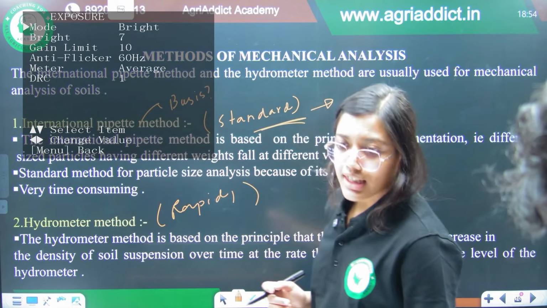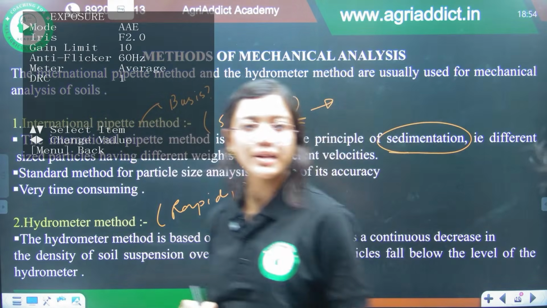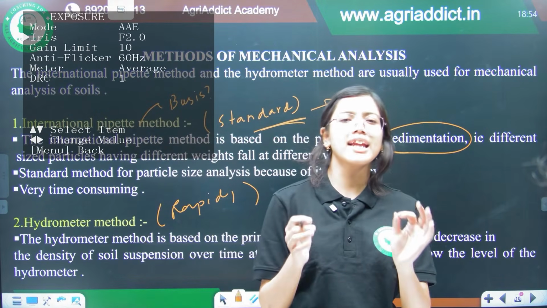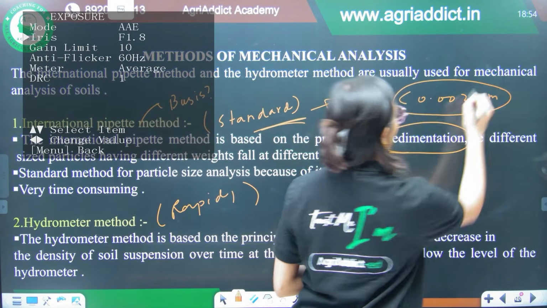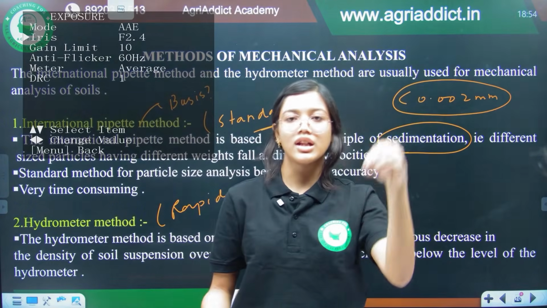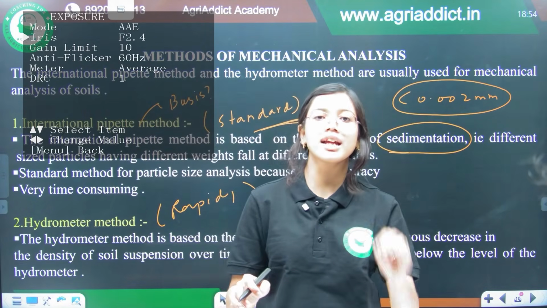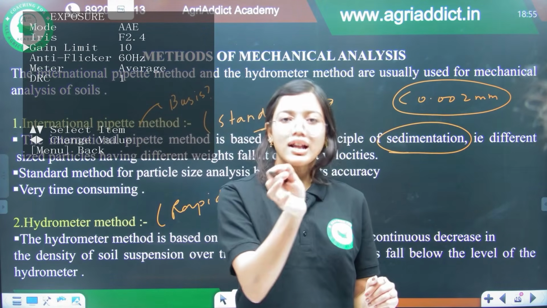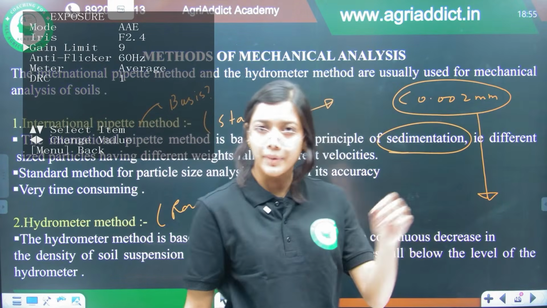So, the international pipette method is based on the principle of sedimentation. Why? The sand, silt and clay particles have different sizes, right? The clay is very small, very fine, as I mentioned, less than 0.002 millimeter in diameter. Because it is very fine, it will take a very long time to settle down. If you throw a stone in a pool of water, the stone reaches the bottom of the lake in a relatively shorter time. But if you throw a particle that has a lighter weight or less density, it sediments at a much longer time compared to the stone, right?